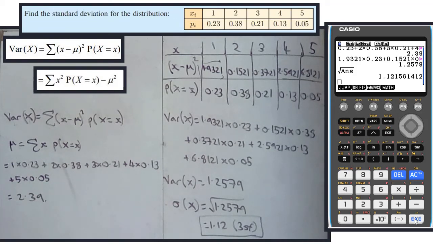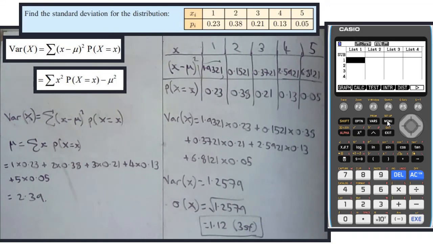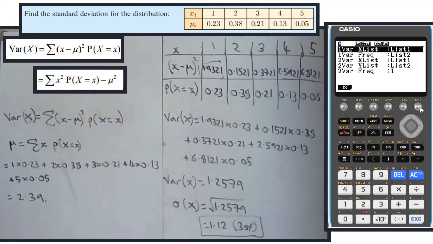Now, as I was saying, if you get this in an IB exam, there's just no way you're going to be expected to do something that takes this much time when it's not really mentally taxing. It's repeated calculations. So what you can do is go straight to stats mode on your calculator. If we go to statistics, in List 1, we just put the x's in, 1, 2, 3, 4, 5. In List 2, put the probabilities in, 0.23, 0.38, 0.21, 0.13, 0.05.